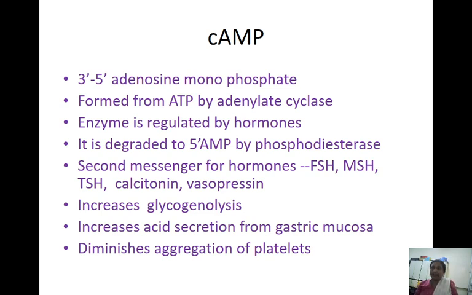Cyclic AMP increases glycogenolysis, increases acid secretion from the gastric mucosa, and decreases the aggregation of platelets. So the functions of cyclic AMP: it acts as a second messenger, with hormone examples FSH, MSH, TSH, calcitonin, and vasopressin, and it stimulates glycogenolysis, stimulates the secretion of acid from the gastric mucosa, and prevents the aggregation of platelets.